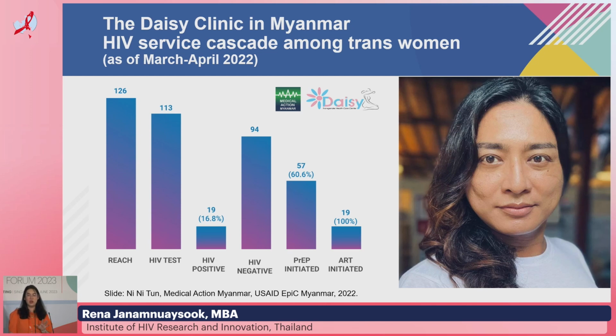The data might not be a lot, but we can see the efforts and the dedication that Dr. Nini and her team are putting into making it happen. They were able to establish the transgender clinic called DAISY through our technical assistance support. This data shows the HIV cascade among the transgender women who attended and received services at this clinic. Those who were diagnosed with HIV, 100% of them were linked to ART initiation. And 60% of those without HIV were receiving PrEP as well.